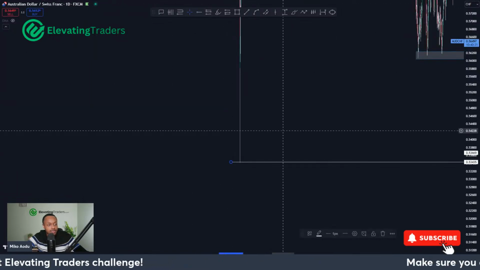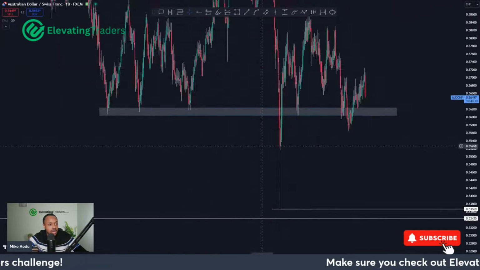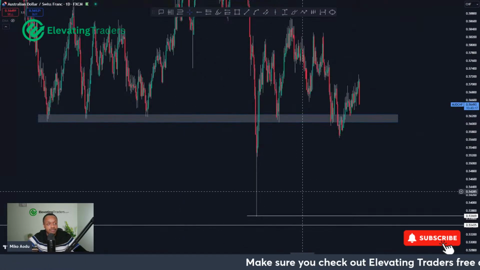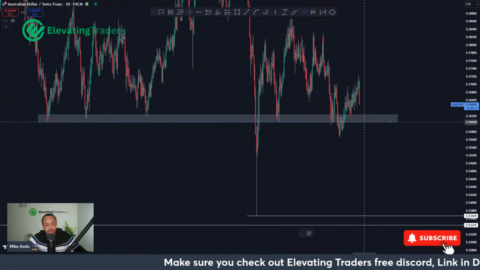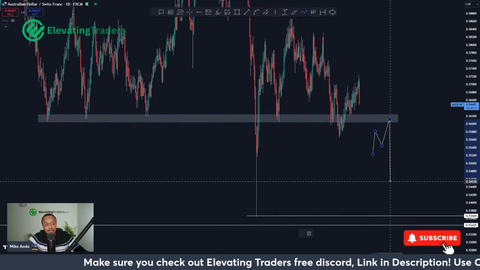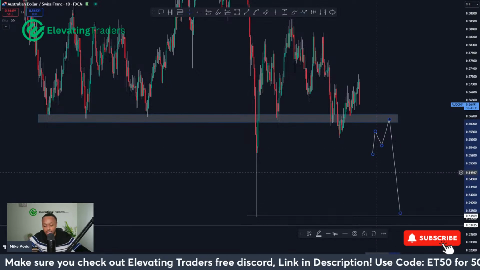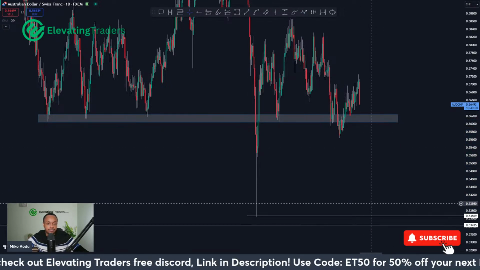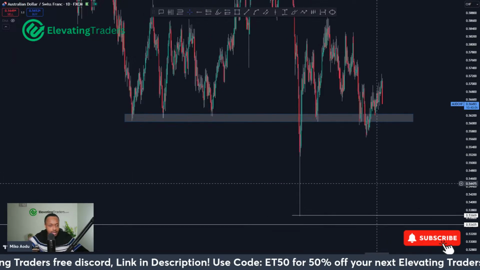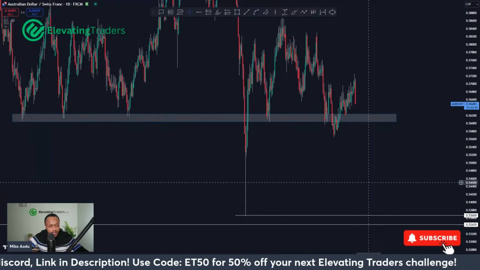So the main thing I want to see for Aussie CHF is a break of this support level at 0.56200, and that will probably be the catalyst to get us really rolling back to the lows there at 0.53. So yeah, very bearish on these CHF pairs.